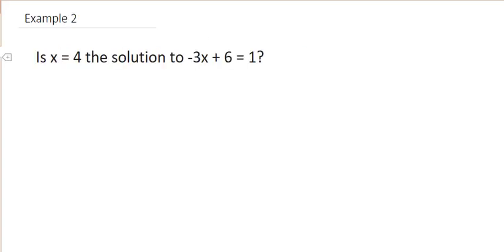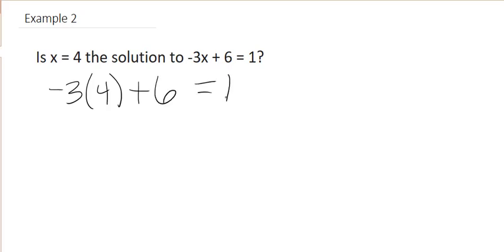Example 2. Is x equal to 4 the solution to this equation? So the first step that we need to do is substitute the value. So we will take out the letter x and replace it with the number 4. And remember to place the number 4 in parentheses to get this equation. So we have negative 3, parentheses with the 4 inside. So those are multiplied together. Plus 6 is equal to 1.